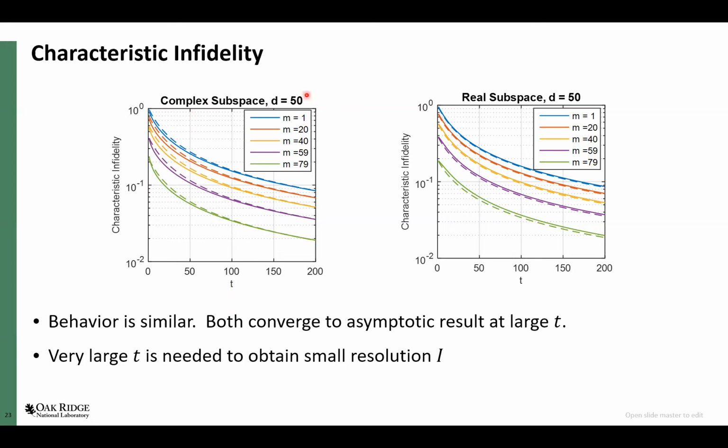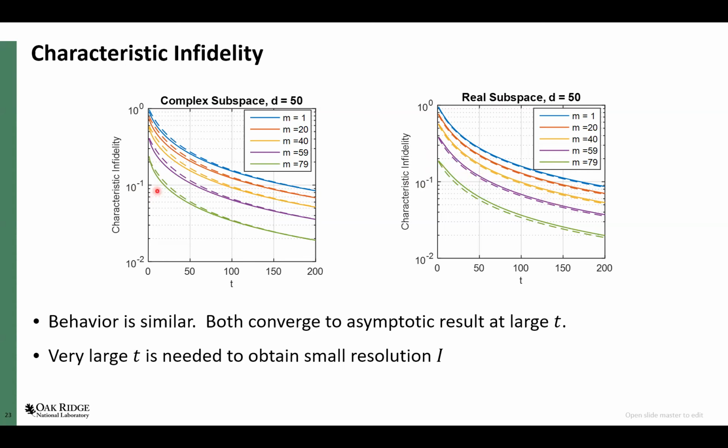And this is for when we're in a Hilbert space of dimension 50. On the left, we are looking at a complex subspace with various numbers of degrees of freedom. So these would correspond to increasing values of m, corresponding to increasing dimensions of our subspace. And we get this behavior that we predicted from the simple analysis, that as t increases, this characteristic resolution goes roughly as 1 over t. The same is true whether we're looking at a complex or a real subspace. In fact, they have very similar behavior. They converge to the asymptotic result at large t, and they differ only a little bit for small values of t.